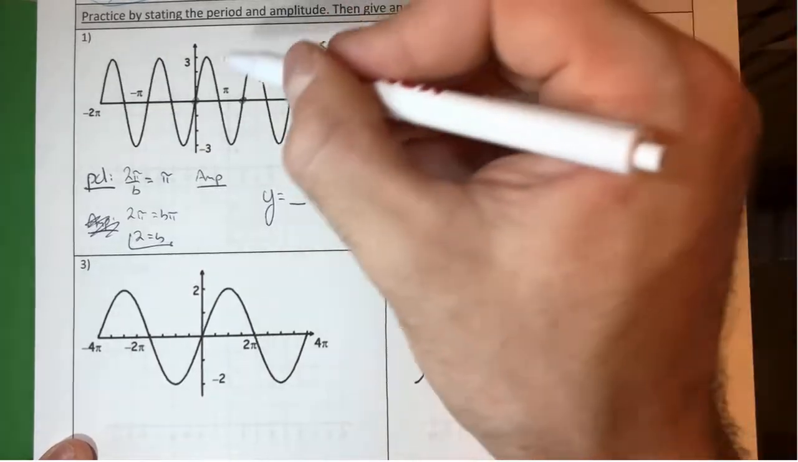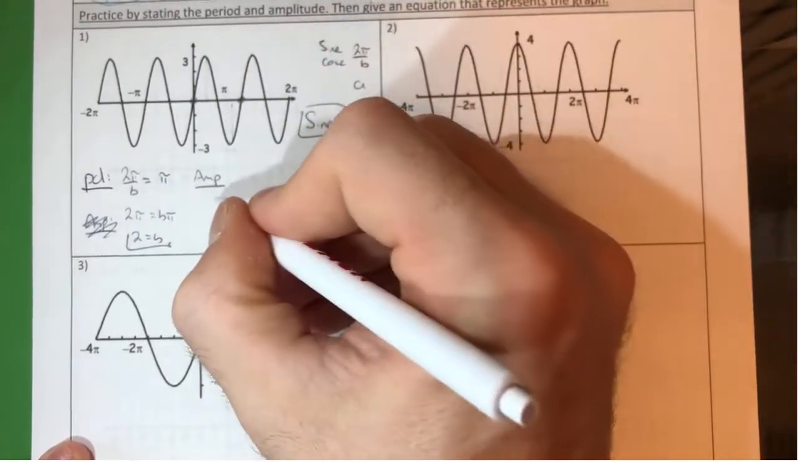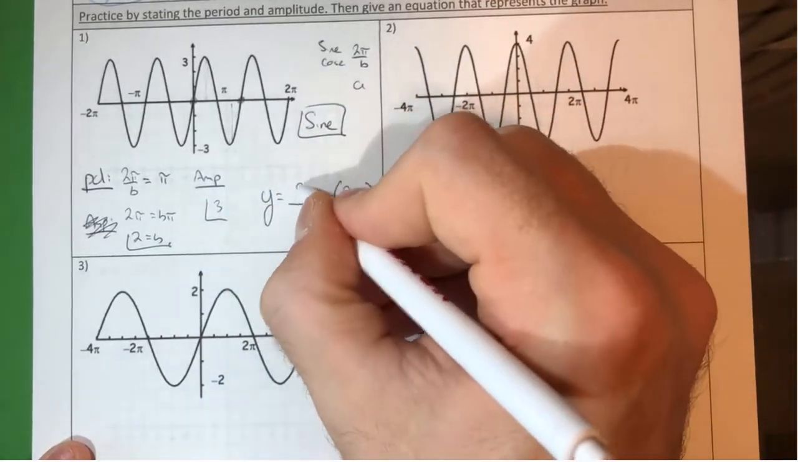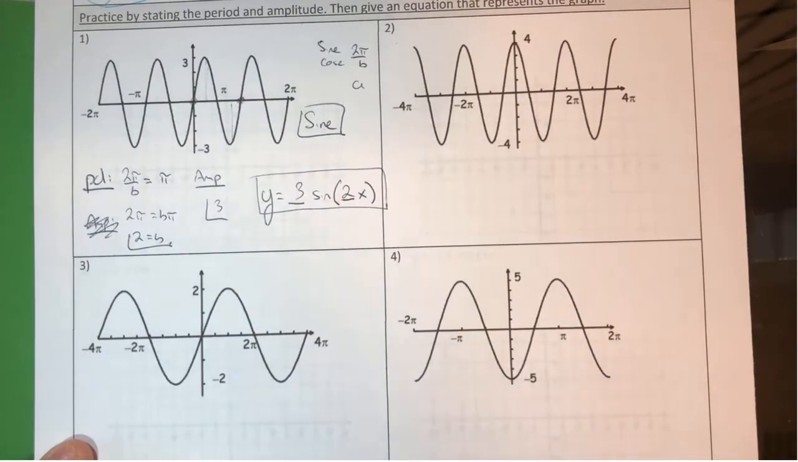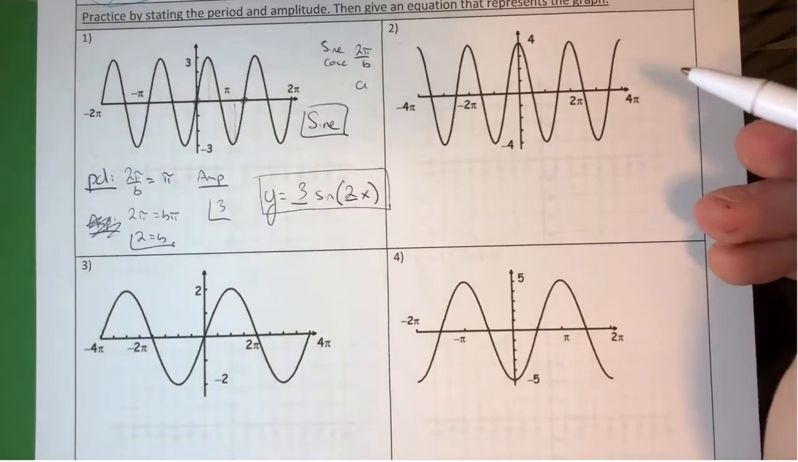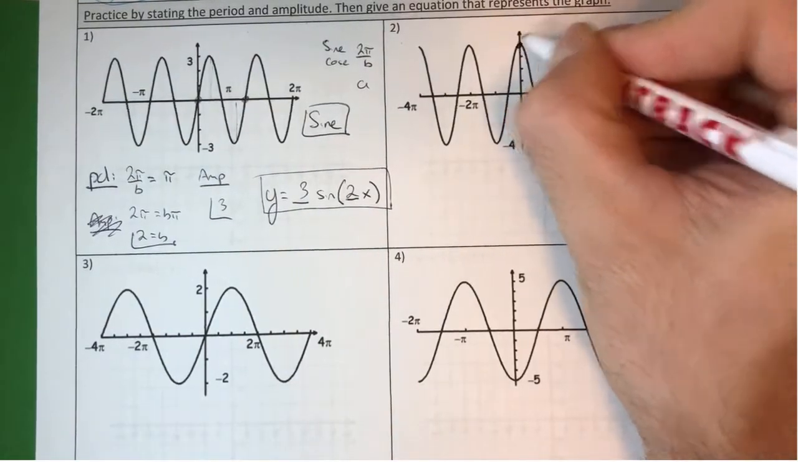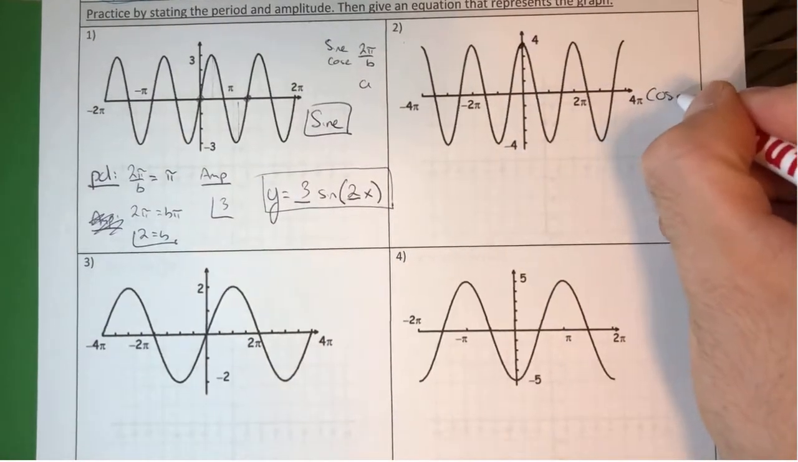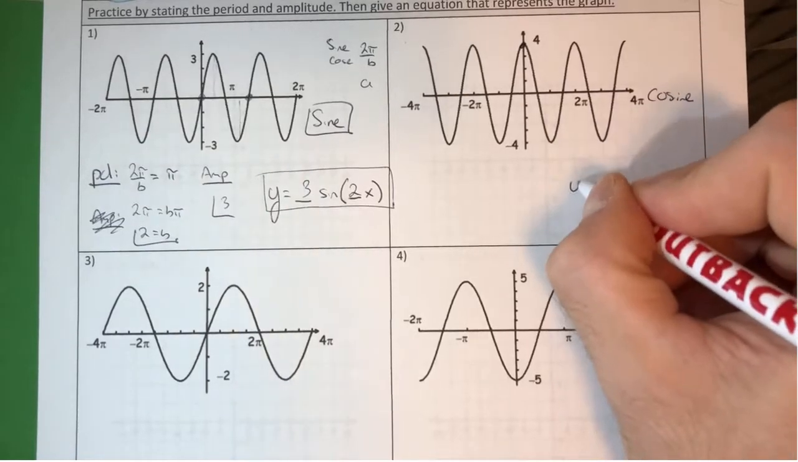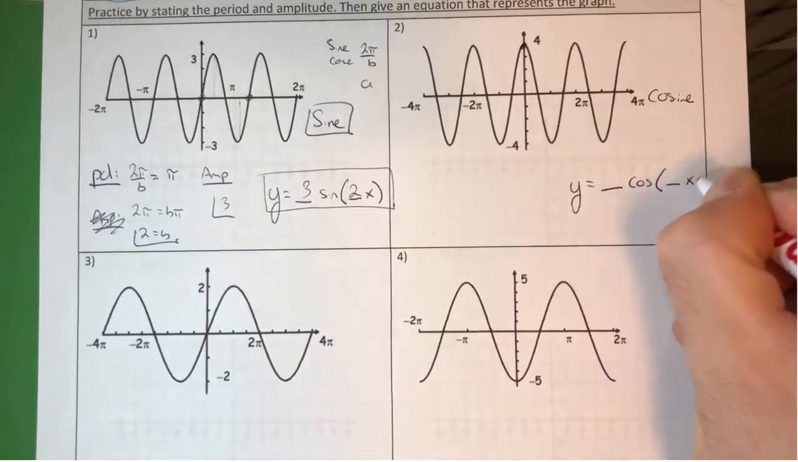The amplitude's even easier. I just look and see how high does this graph go and how low does it go. Well, it goes up to 3 and down to -3, which means it's going to be 3 sine of 2x. And that's it. Let's take a look at the next one. Now, this one starts at the top. So I know if it starts in the middle, it's going to be sine, but because it starts at the top, this must be a cosine graph, which means my end result is going to be y equals something cosine of something x.